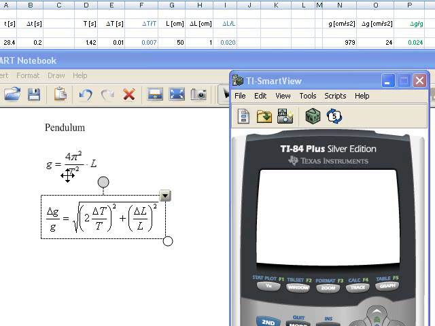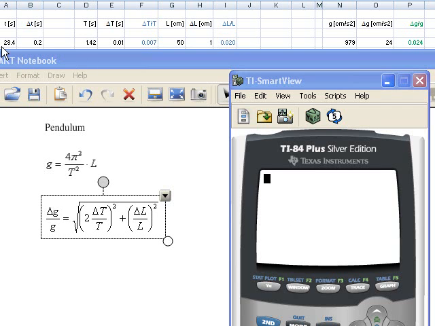You can also look at that algebraically: in the denominator I divide by T times T, so you have the same thing twice, and of course it does appear twice in the equation. And of course then we add to that the error in the length. So let me use my example.